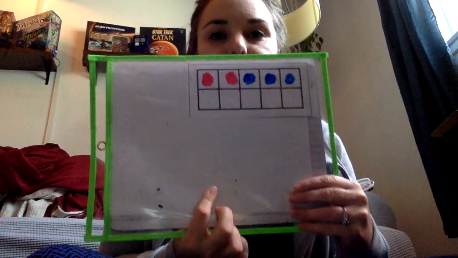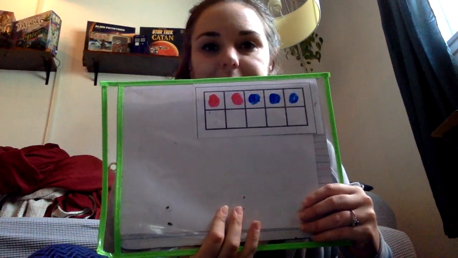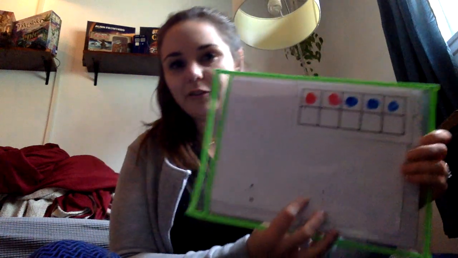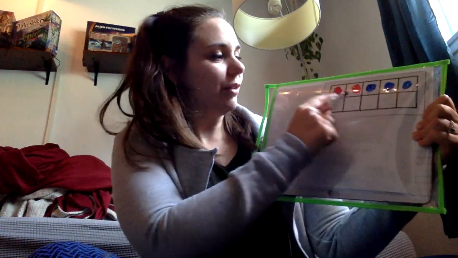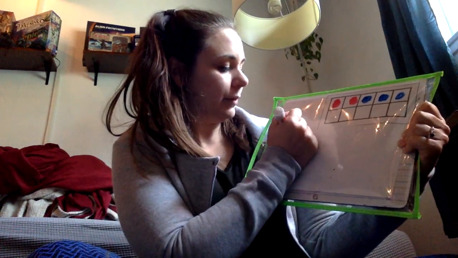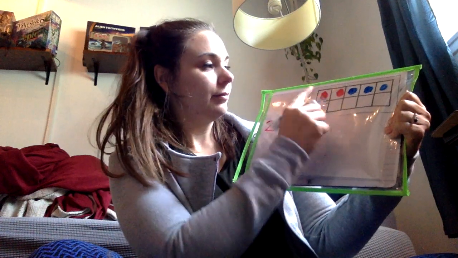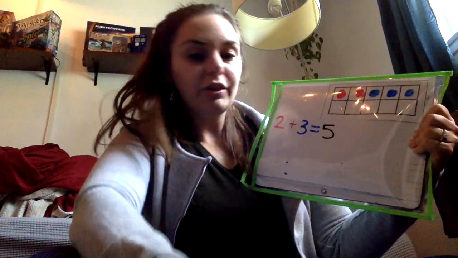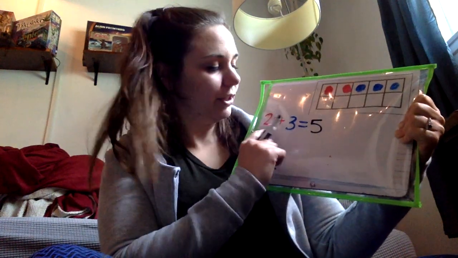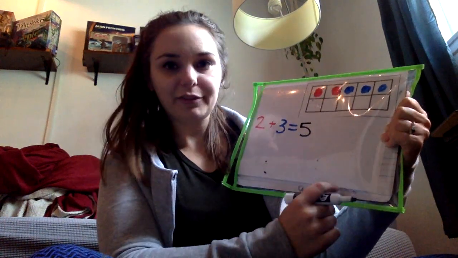For this one, I am going to have 2 red dots and 3 blue dots. Let's start with our fact families for addition, okay? So I have 2 red plus 3 blue equals, all together, 5. So these are our 3 numbers in our fact family, 2, 3, and 5.